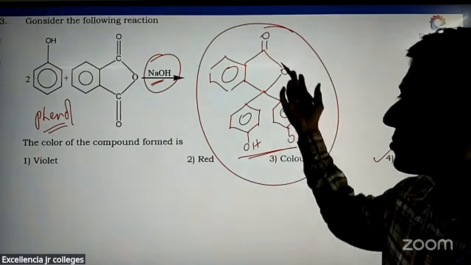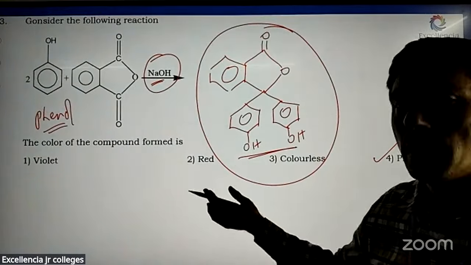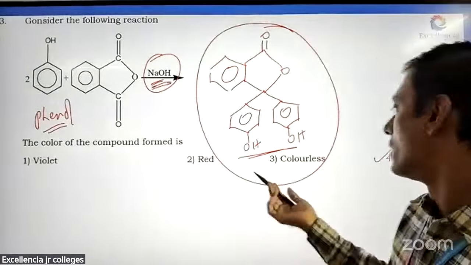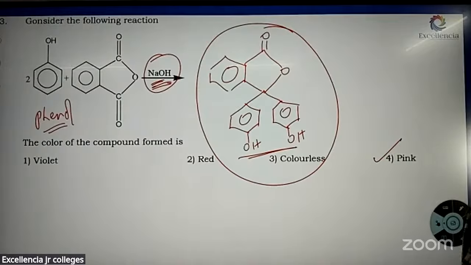That's all. If you know that much, no need to draw the structure. Phenolphthalein is colorless in the acidic medium and pink in the basic medium. As you have NaOH here, so basic medium, it is pink. So that becomes the answer.